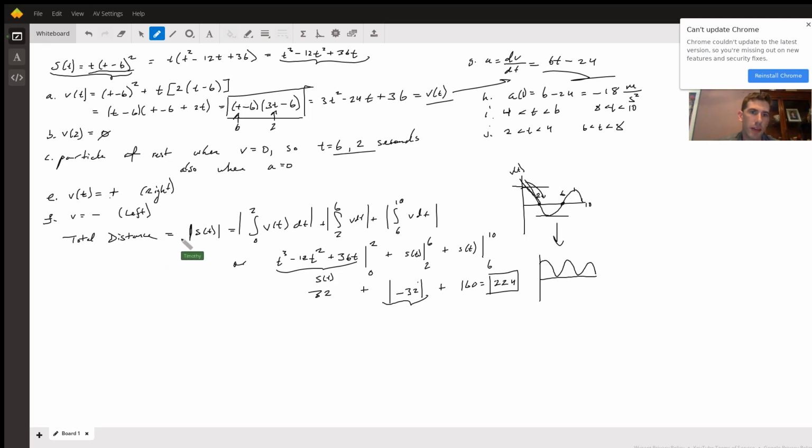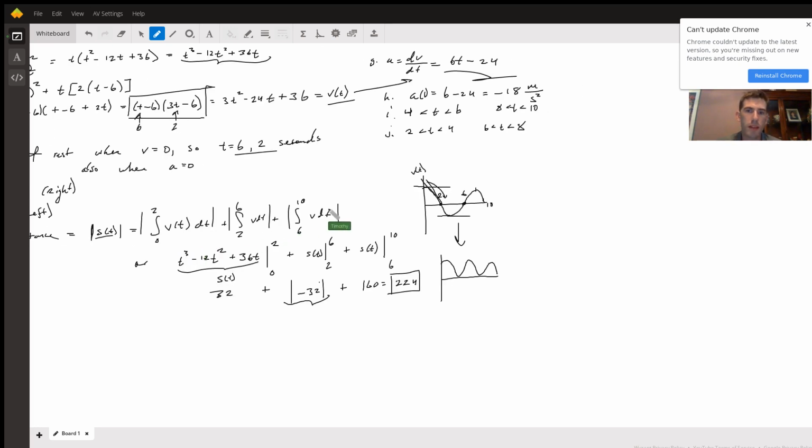The total distance is the absolute value of the displacement function. So if you were to graph this, v of t would look like this, but the absolute value version of the graph would look like this, where you flip the bottom part over the x-axis so everything is positive, yielding a total distance.